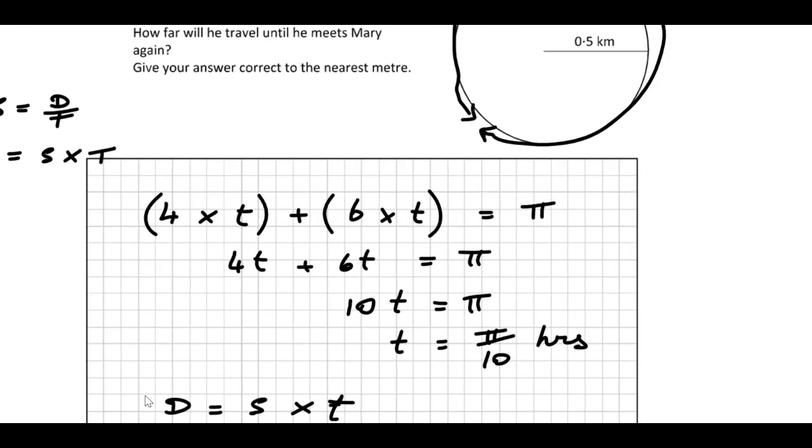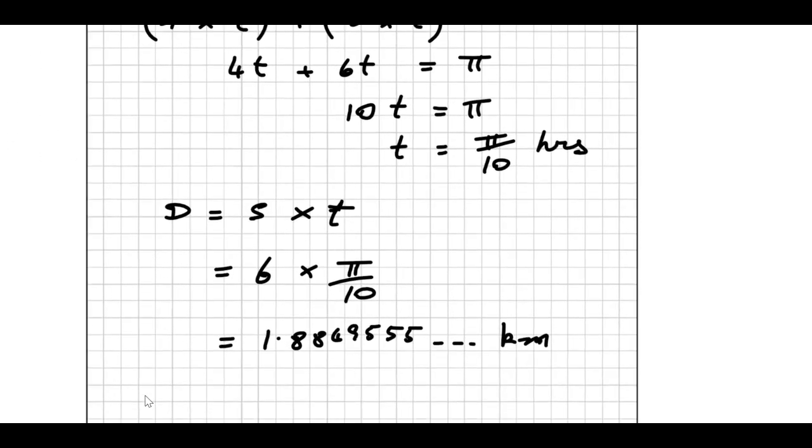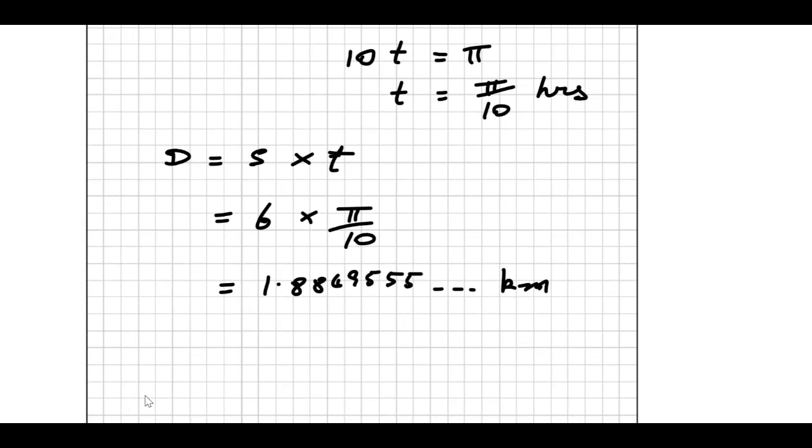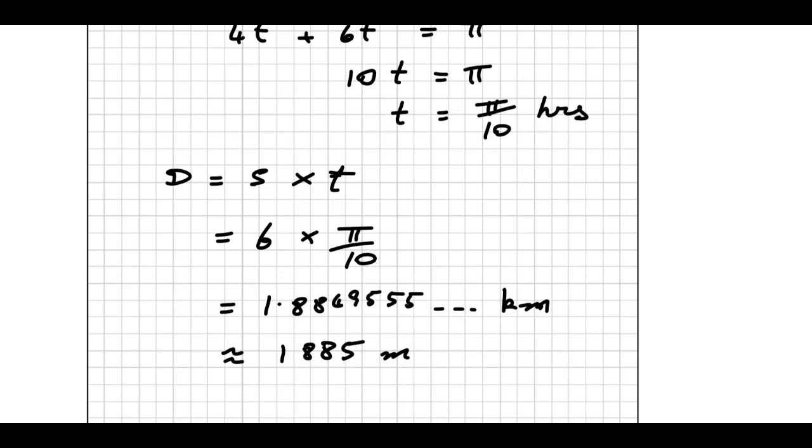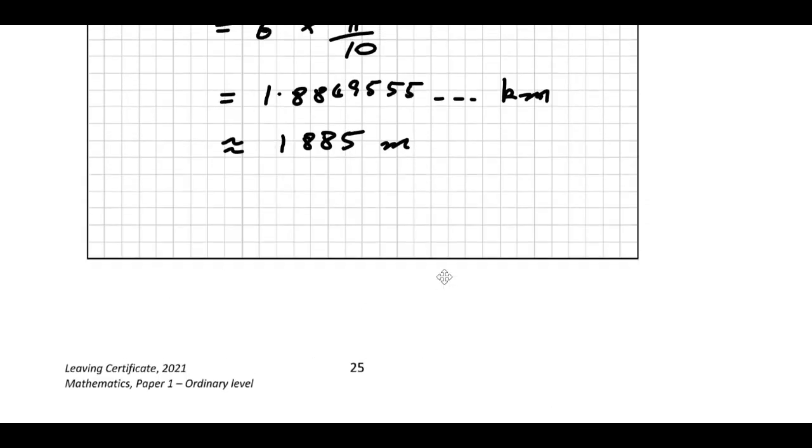So what do we want? Give your answer correct to the nearest meter. If that's in kilometers, we've got to change that to meters. So we've got to multiply by 1,000. So our answer will be 1,885 meters. Okay, and that's it for this question and actually this paper.